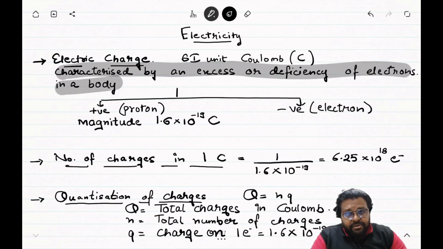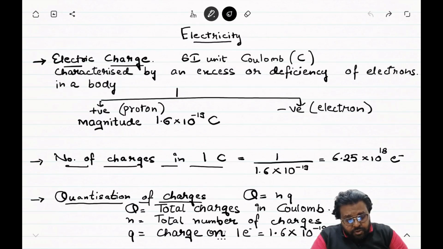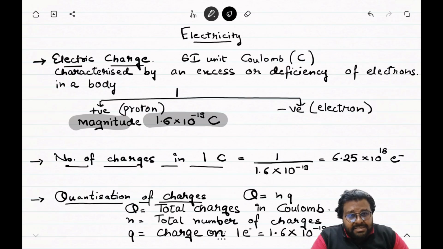Na plus, when one electron is given away, has a deficiency, and so on. There is a magnitude of charge on proton and electron. The magnitude is 1.6 into 10 to the power minus 19 coulomb on both the charges, but with opposite signs. That means in proton it is positive and in electron it is negative. That's why the complete atom is electrically neutral.